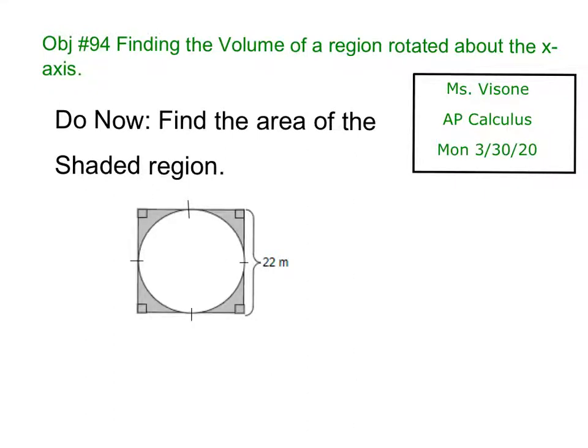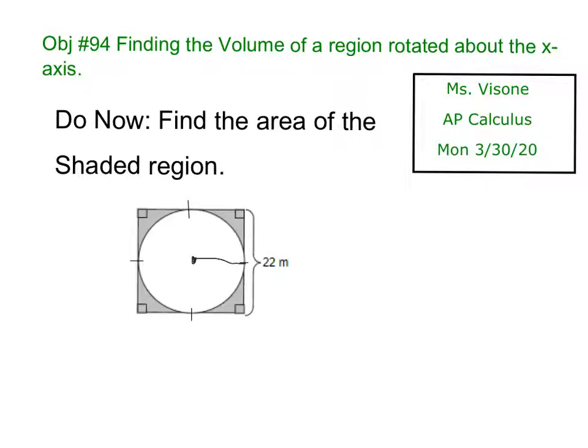Hi everybody. Okay, so this is our last unit and it is on volume. All right, so I want you to take this square and it has a side 22. Find the area of the shaded region. So this is from geometry, algebra, middle school, whatever.